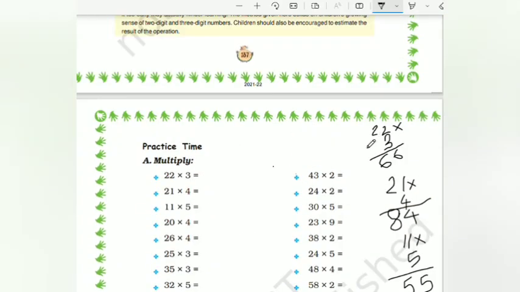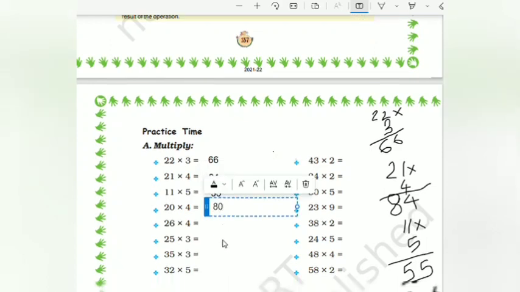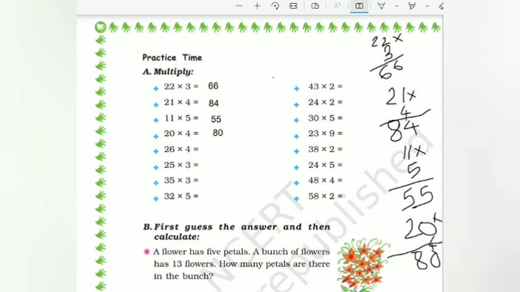Okay, the first one, we have got the answer, how much? We got the answer as 66. Then the next one, how much is it? It is 84. Third one, 55. Fourth one, 80. Okay, we have done 4 answers. Then we can do again.